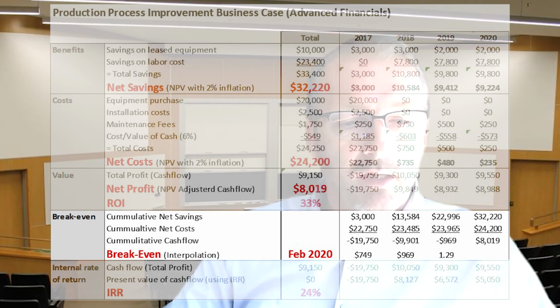We do the same thing for the net cost, and that gives us a cumulative cash flow you can see here at the end. Now, in order to estimate the break even, we have to look at where the cumulative cash flow becomes zero. We can see here it is somewhere between 2019 and 2020, and we use a simple interpolation calculation in order to determine that the break-even happens in the middle of February 2020.